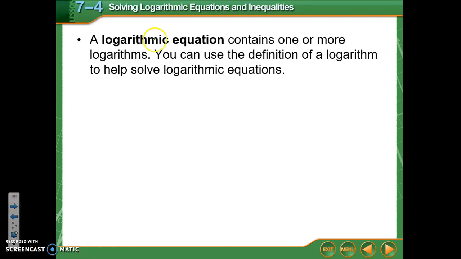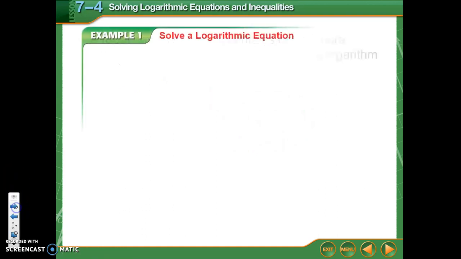So a logarithmic equation contains one or more logarithms. Amazing, right? So you can use the definition of a logarithm. Remember we said, for example, that log base 3 of 9 equals 2. We could rewrite that as 3 squared equals 9. So sometimes I can go from logarithmic form to exponential form to help me solve a logarithmic equation.